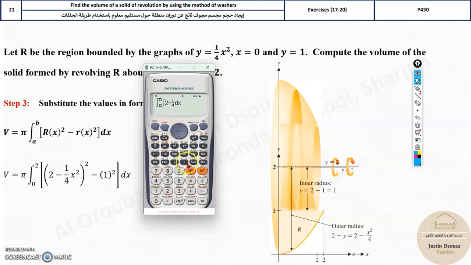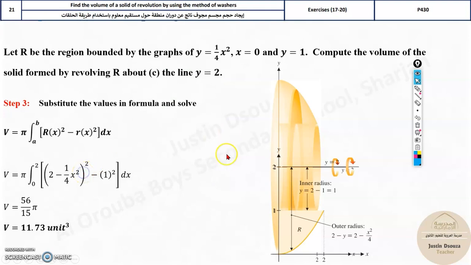And over here, (alpha x squared) close the bracket and square it, minus 1 squared. That's it. Here it's 0 to 2, and I forgot to write the pi. It's pi times that, which is equal to 56 by 15, and that's the answer. So that is 11.73. So this is how you solve the washer problem.